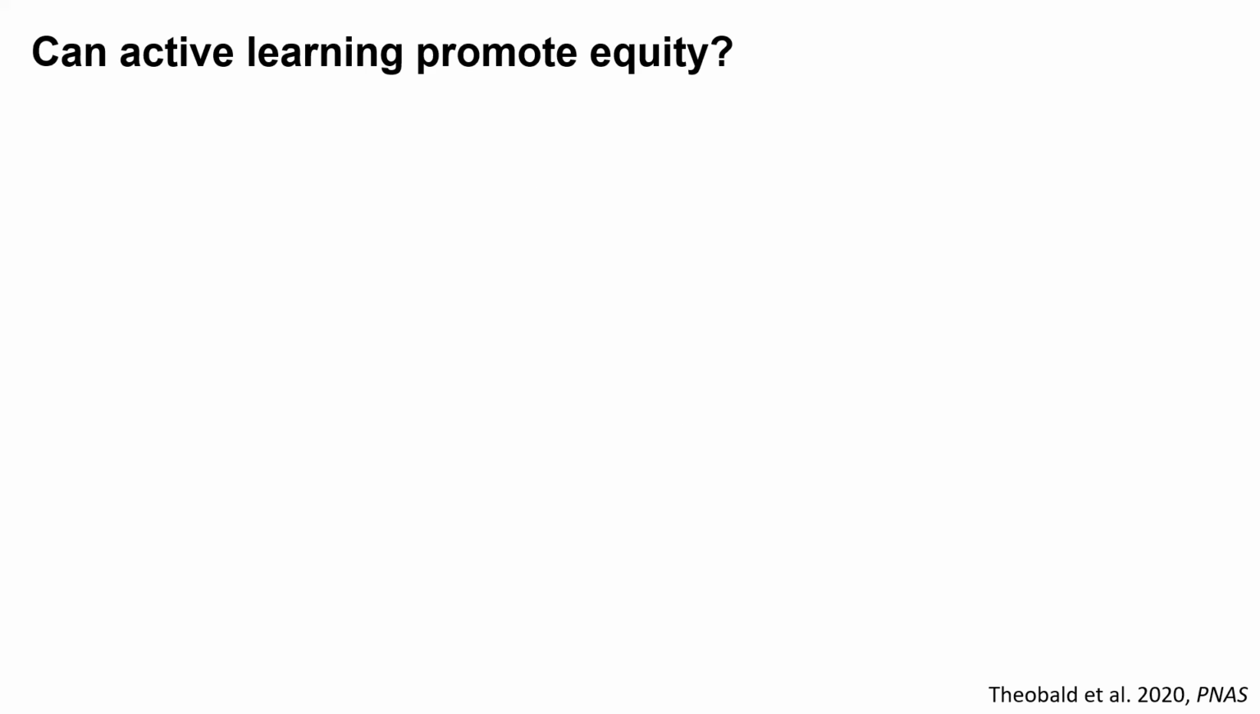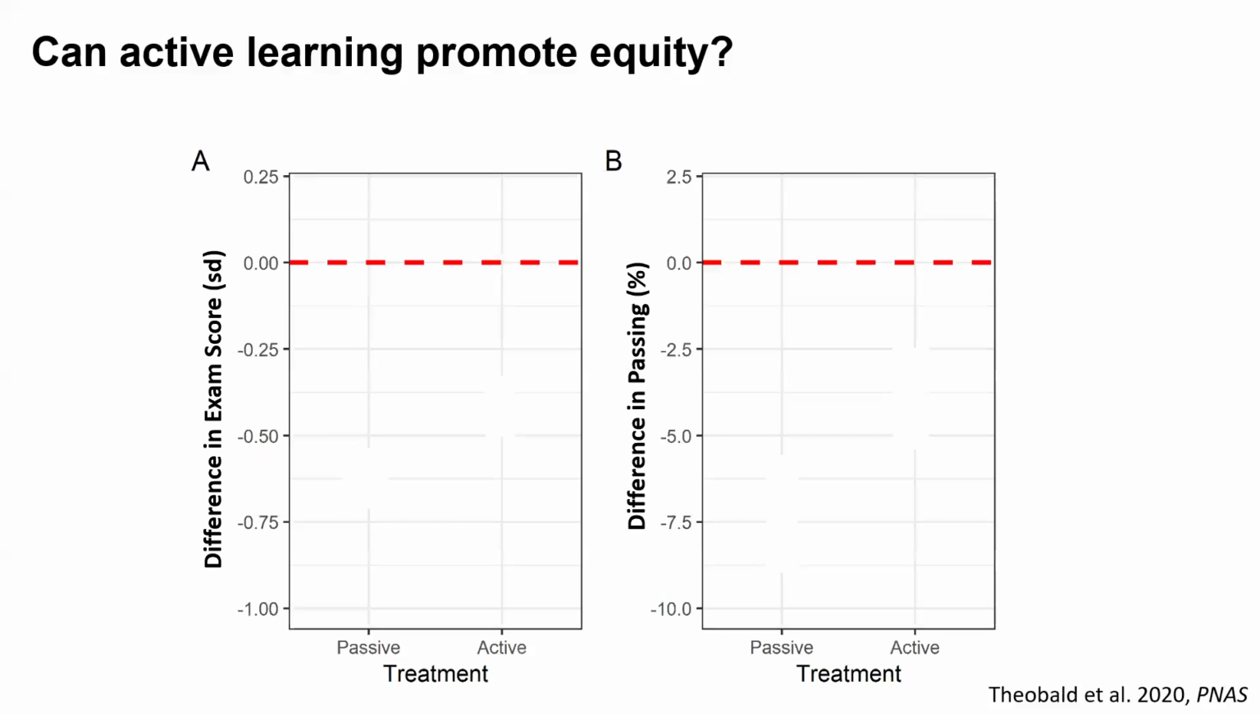Okay, so again, we're trying to answer this question: can active learning promote equity? I'm going to show you data that looks like this. Two panels. On the left is exam scores. On the right is the probability of passing the class. And these are the inequities that we see. So the difference in exam score for minoritized students in STEM and majoritized students in STEM. The 0 line would indicate that there's no inequity between these 2 groups in exam scores or the probability of passing the class. And on the x-axis, we're looking at treatment. So again, this is comparing passive learning or straight lecturing to active learning.